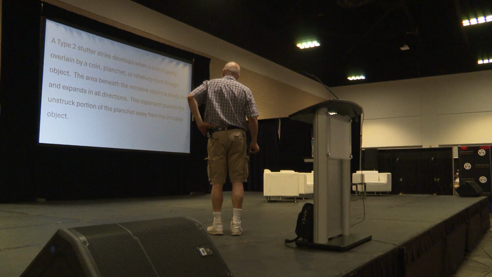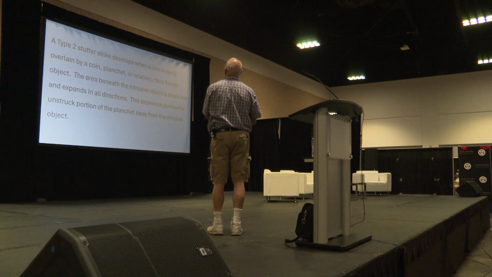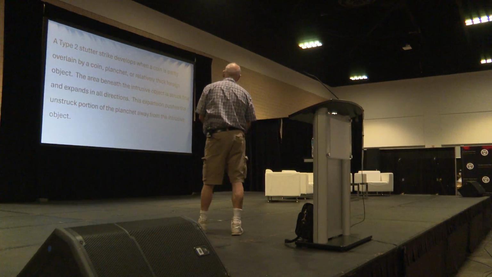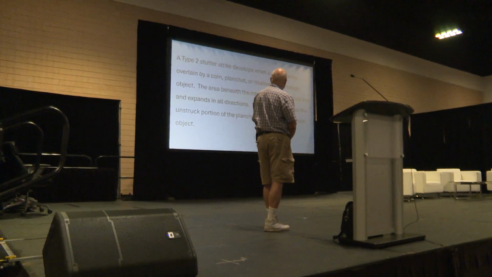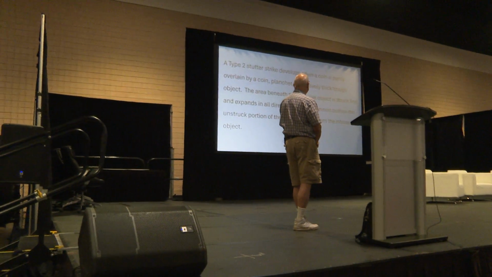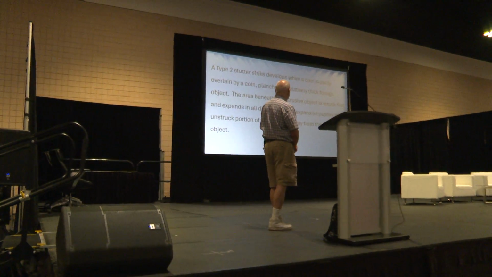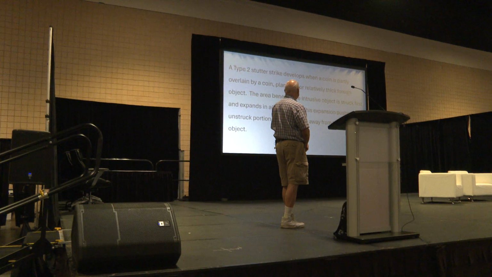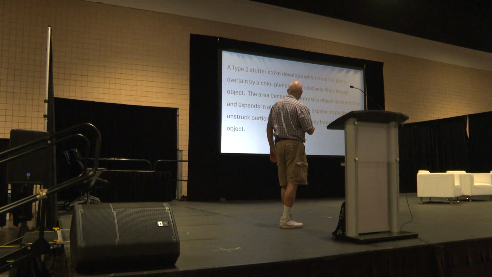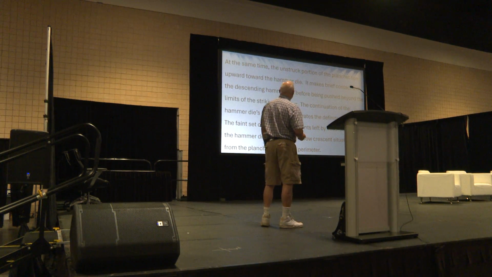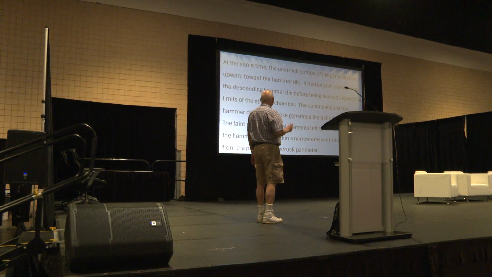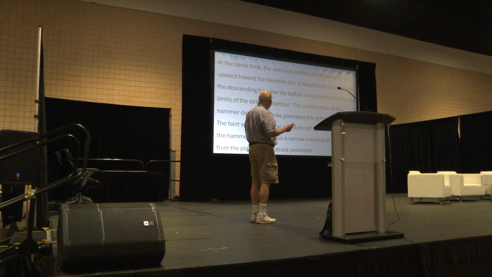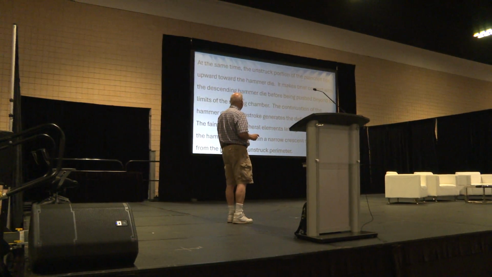A Type 2 stutter strike develops when a coin is partly overlain by a coin, a planchet, or a relatively thick foreign object. The area beneath the intrusive object is struck first and expands in all directions. This expansion pushes the unstruck portion of the planchet away from the intrusive object. At the same time, the unstruck portion tips up toward the hammer die. It makes brief contact with the descending hammer die before being pushed beyond the limits of the striking chamber.